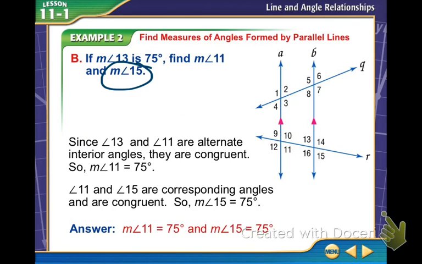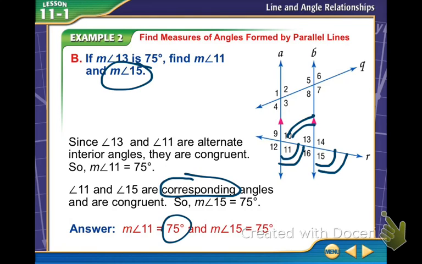And to find the measure of angle 15, we can see that once we know 11, we know 15 because they are corresponding. Or maybe you wanted to start with angle 13 here and see that it is vertical of 15, and so they are congruent. So all three of those sets are congruent and equal to 75 degrees.